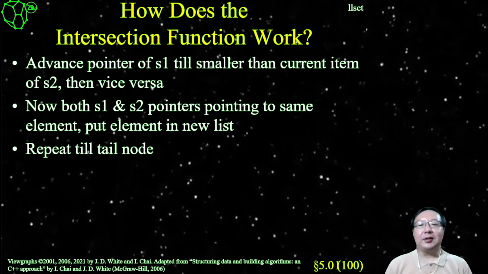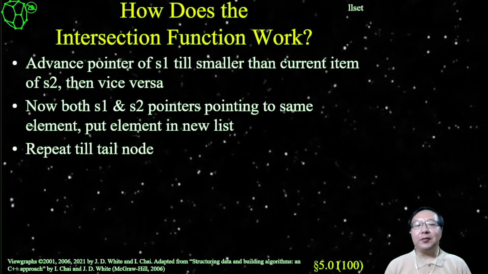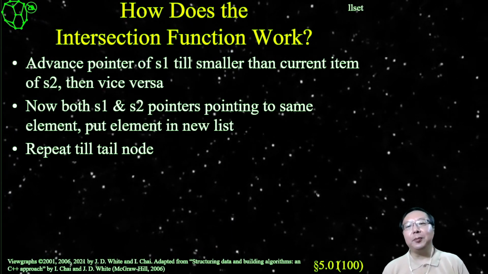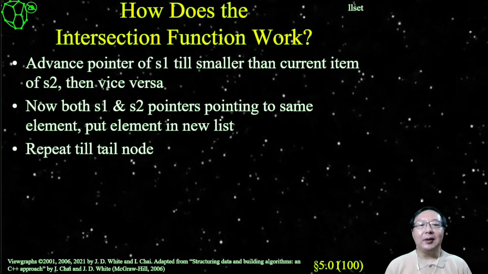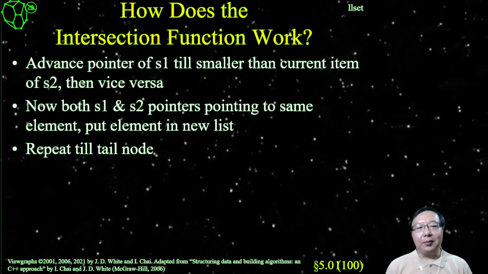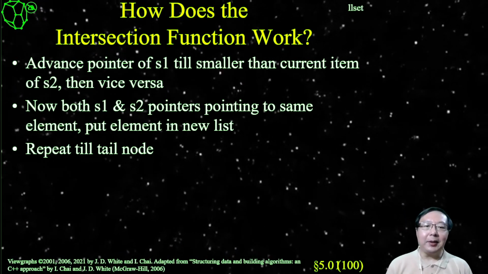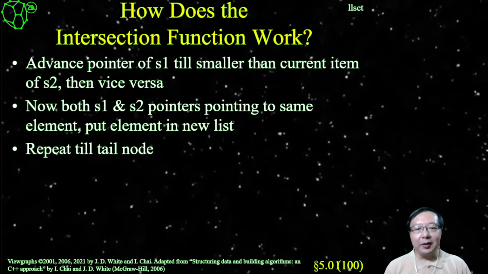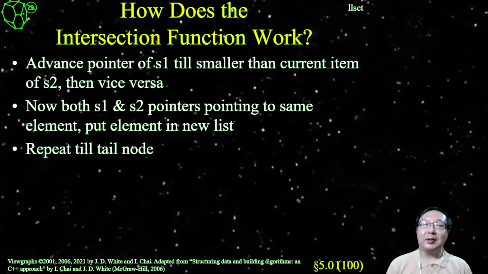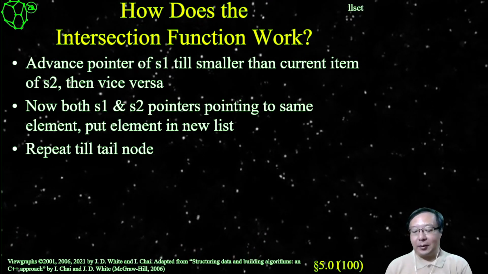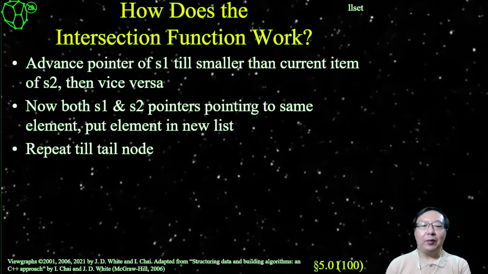How does the intersection function work? We advance a pointer of the first set until it is not smaller than the current item of the second set. Then we do it the other way. Now both S1 and S2 pointers are pointing to the same element. Then we put the element in the new list, because for intersection we want it to be in both lists. And we repeat till the tail node.